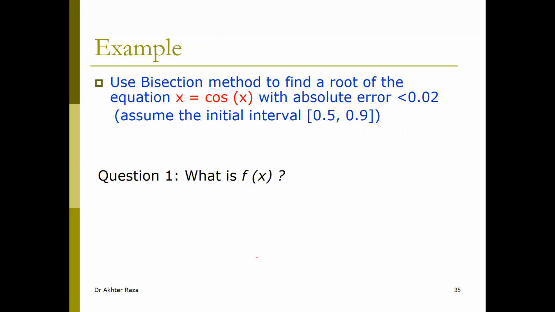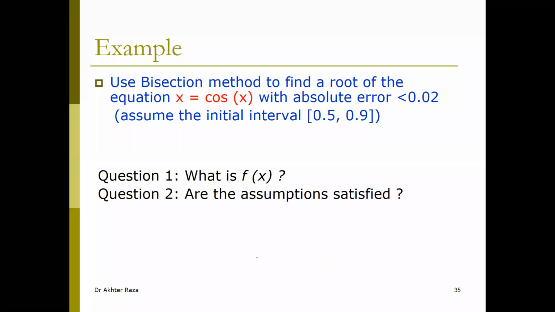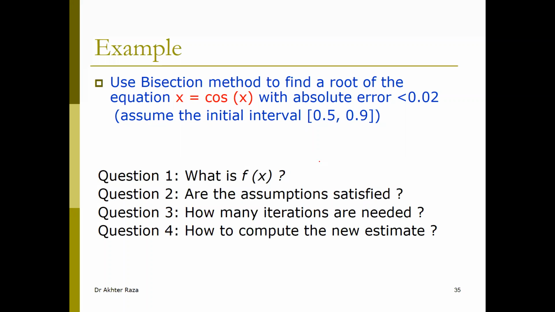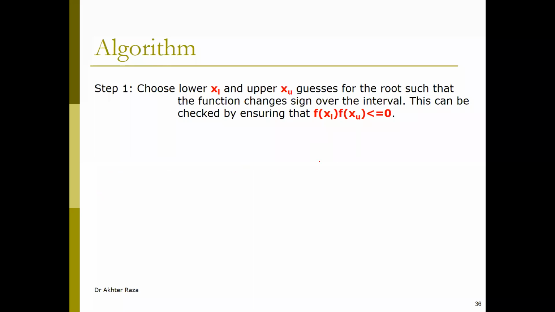Cos x. We have to find the root of the function y = x - cos x, that is x = cos x, in the interval 0 to 0.9. So we have to check the function, how many iterations are needed, whether the assumptions are satisfied or not, and how to compute the new estimate. These are the questions.